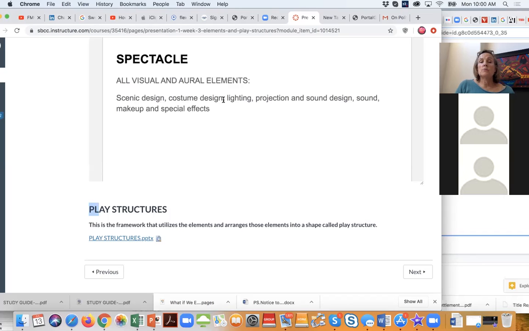How does the costume affect the appearance of the character? The character is revealed through costume, oftentimes. What is the lighting? What does the lighting let you see or not let you see? Where is darkness?